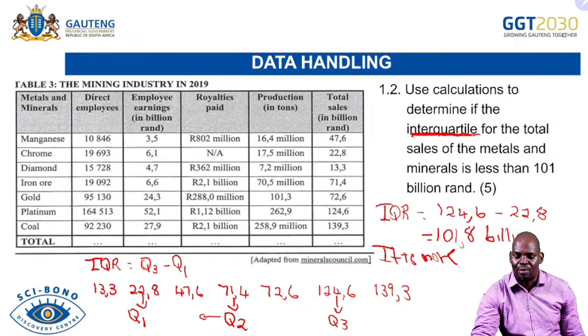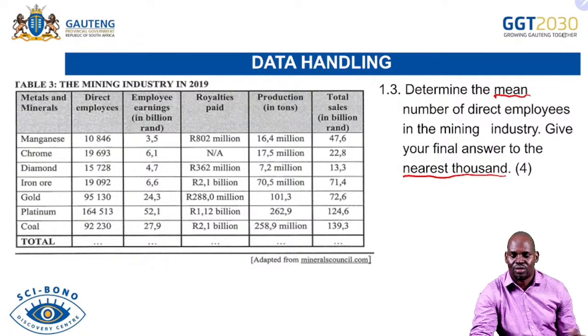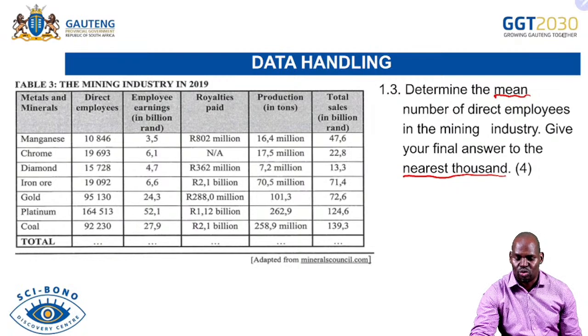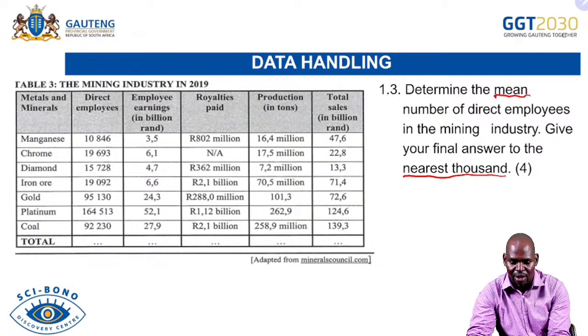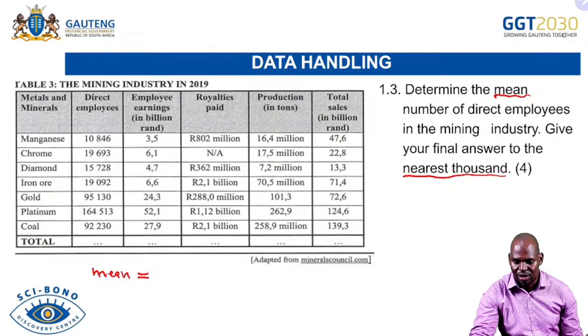Determine the mean number of direct employees in the mining industry. Give your final answer to the nearest 1,000. So the main words here, we've got mean, and then we also have nearest 1,000. So you should be able to calculate the mean. Now for the mean, it's the sum. So we know mean must be the sum. Determine the mean number of direct employees.